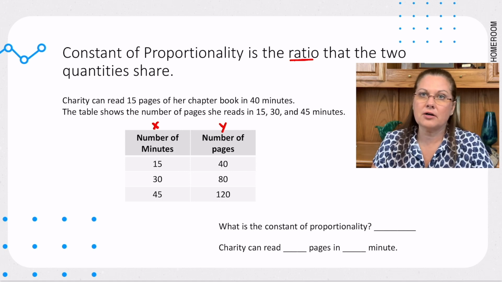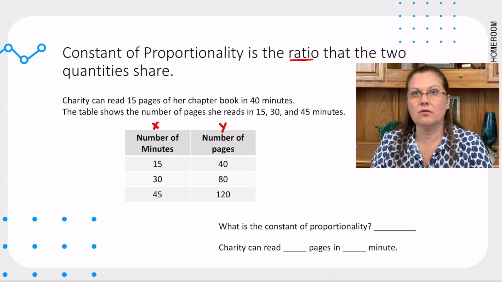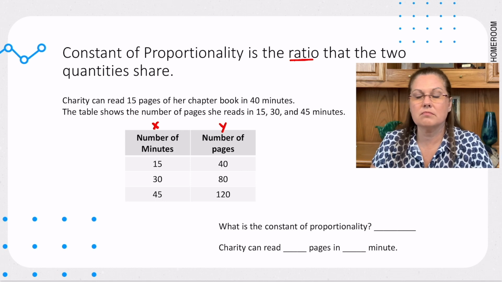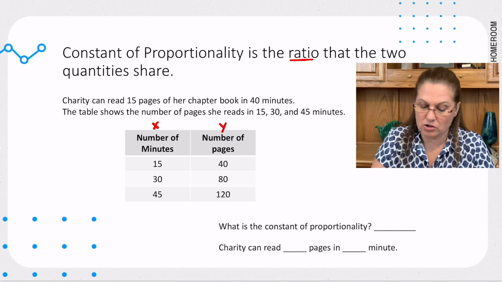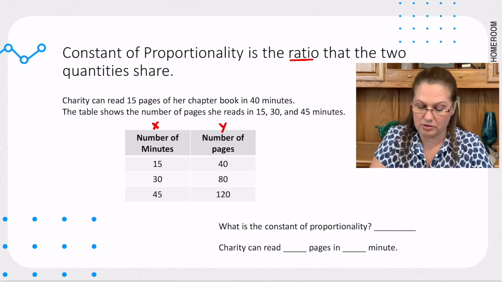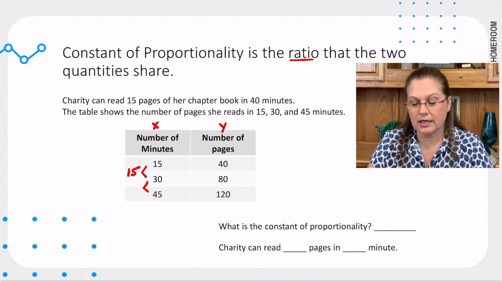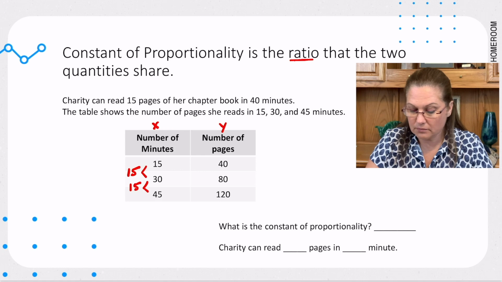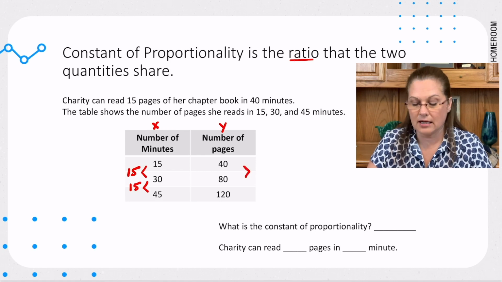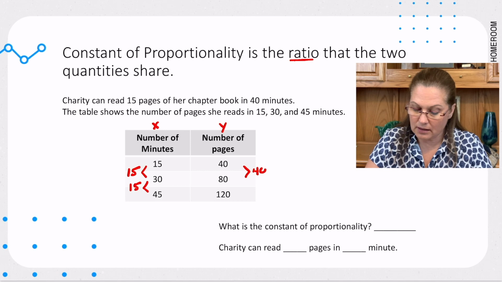And remember, the left side of the table is our x, the right side of our table is our y. Now, it really doesn't matter which vertical column you compare first, as long as they all have the same rate of change. So I'm going to go ahead and do my x value first. The difference between 15 and 30 is 15. Our difference between 30 and 45 is also 15. Our difference between 40 and 80 is 40. And our difference between 80 and 120 is 40.